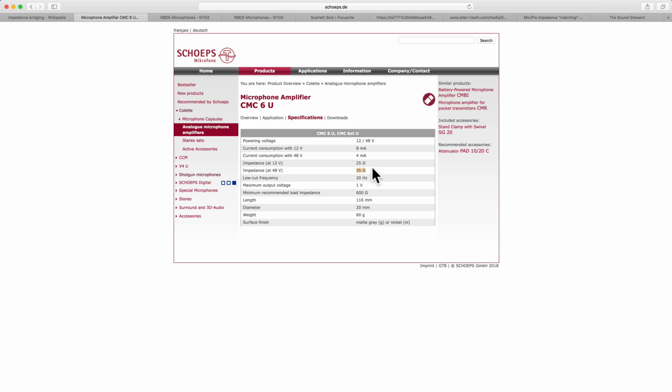It's actually exceptionally low. You'll notice here it says the minimum recommended load impedance, that is the input impedance on your preamplifier or mixer or recorder. Here they recommend 600 ohms. This is actually fairly unique. Oftentimes you will not see this specification with microphones, but they actually went out and said, hey, you should probably be using a preamplifier with a load impedance or input impedance of 600 ohms or greater.